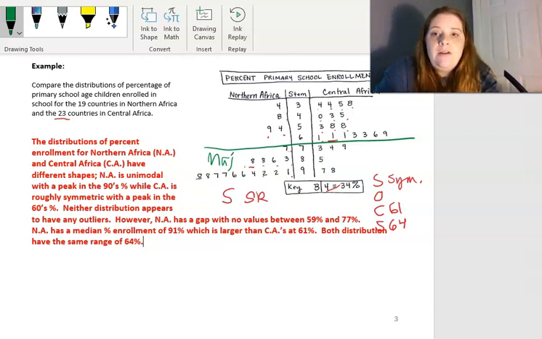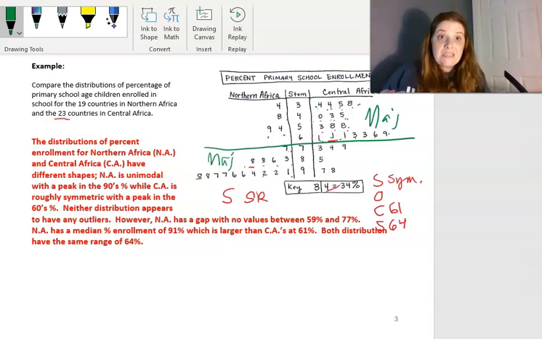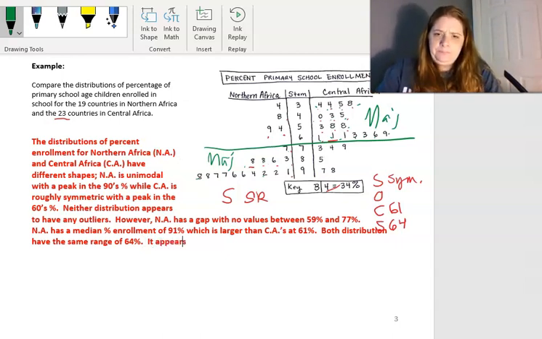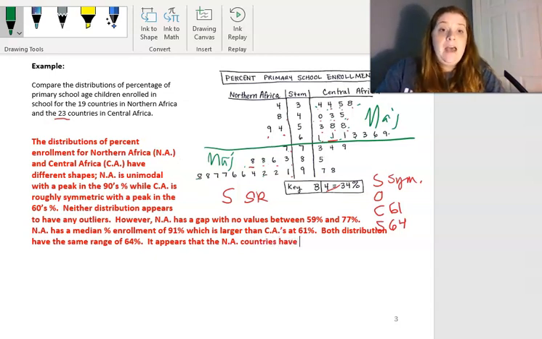Whereas Central Africa, there were 23 of those. Look at the other side of this. 1, 2, 3, up to 17. A majority of these values are less than 70. So it looks like Northern Africa has more students enrolled in primary school. So I'm going to say it appears that the Northern Africa countries have more percent enrollment.